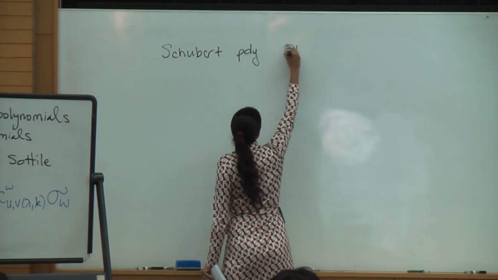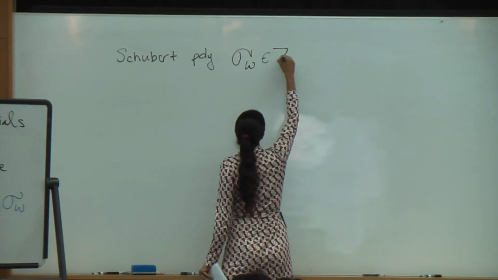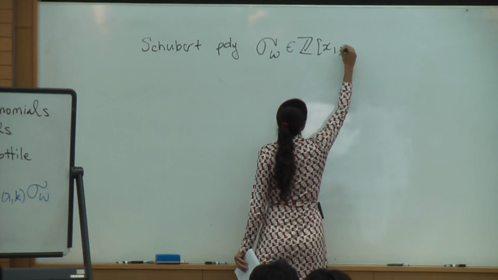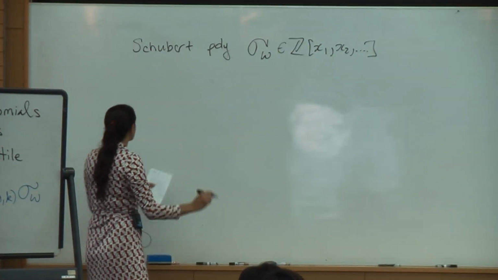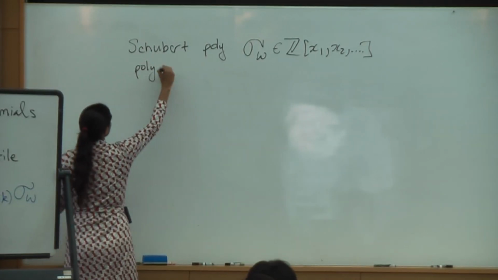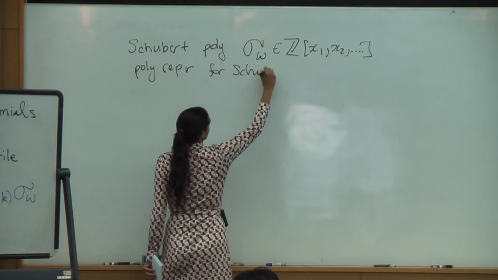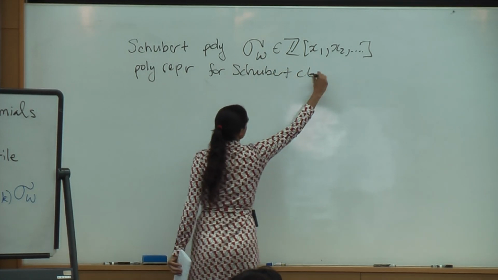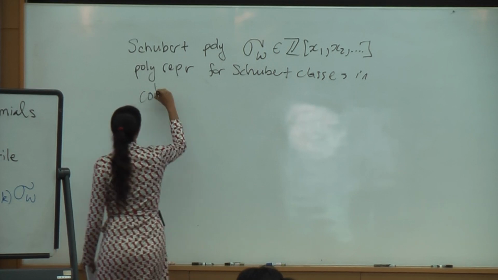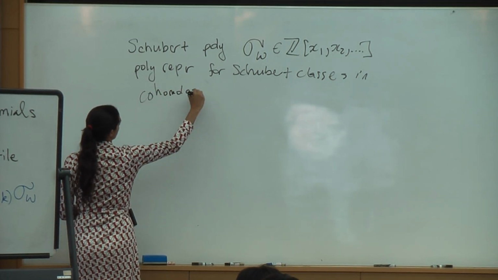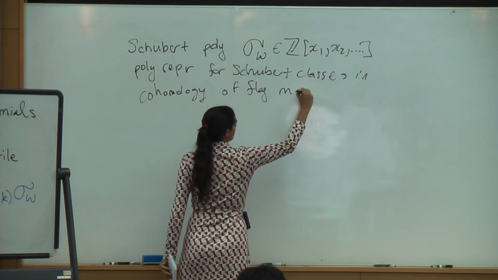So the Schubert polynomial, which I'll use this notation, is, well, it's a polynomial. And I like infinitely many variables. So it's a polynomial representation for the Schubert classes in the cohomology of the flag manifold, as I guess we've been seeing all week.